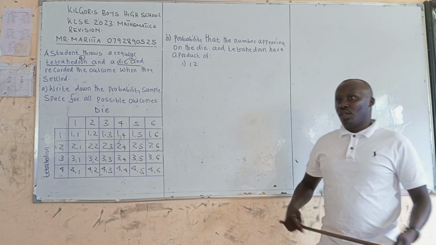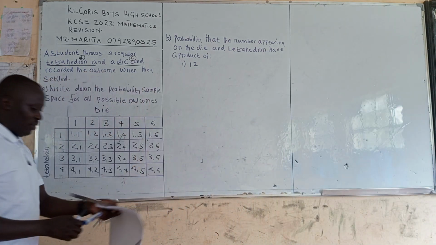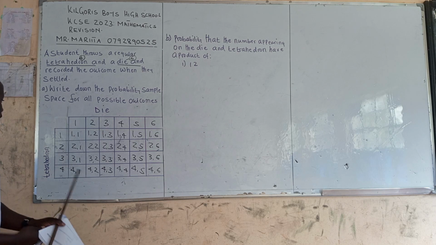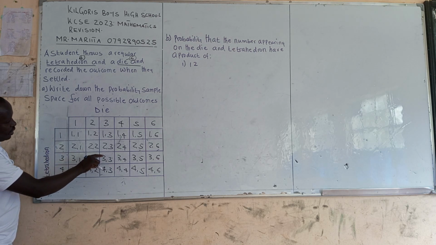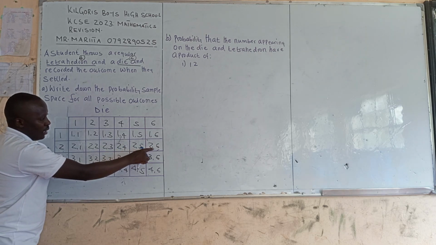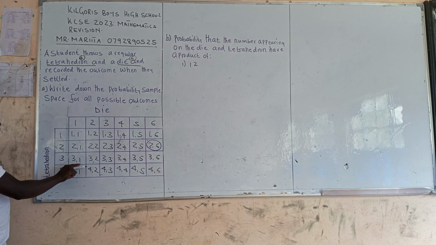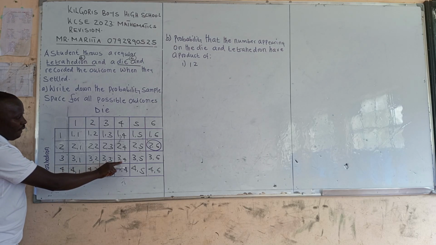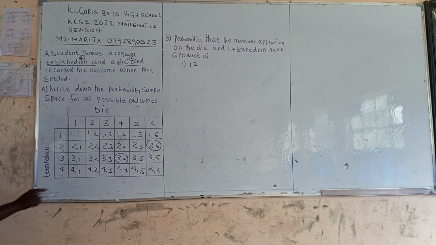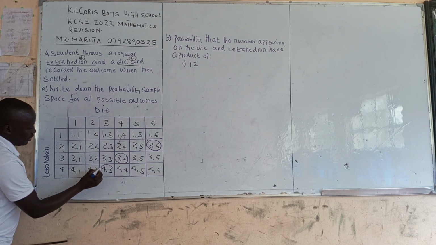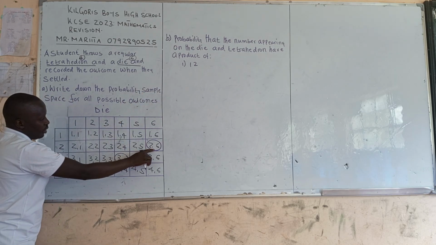So from this sample space, what are the numbers appearing on the tetrahedron or the die that have a product of 12? Let us check. First of all, we have 2 times 6, which gives us 12. Let us check another number: 3 times 4 is giving us 12. We have another 3 times 4, which is also giving us 12. So these are the numbers which give us a product of 12.